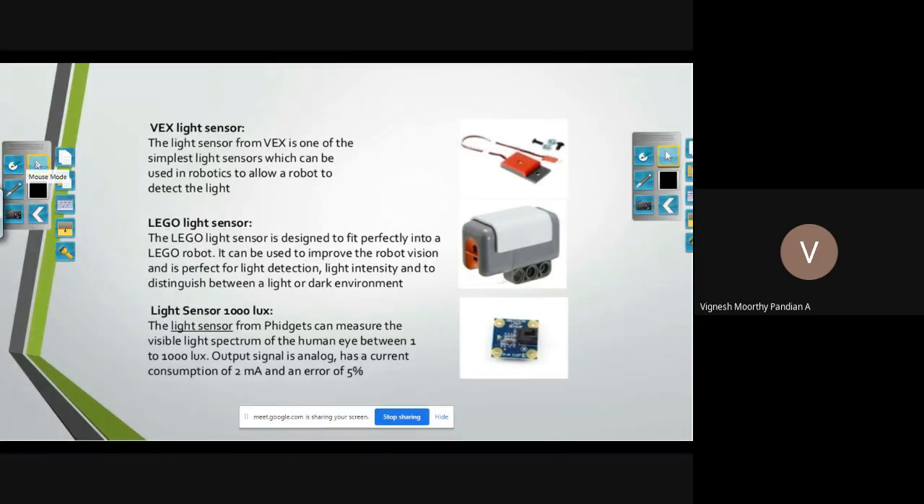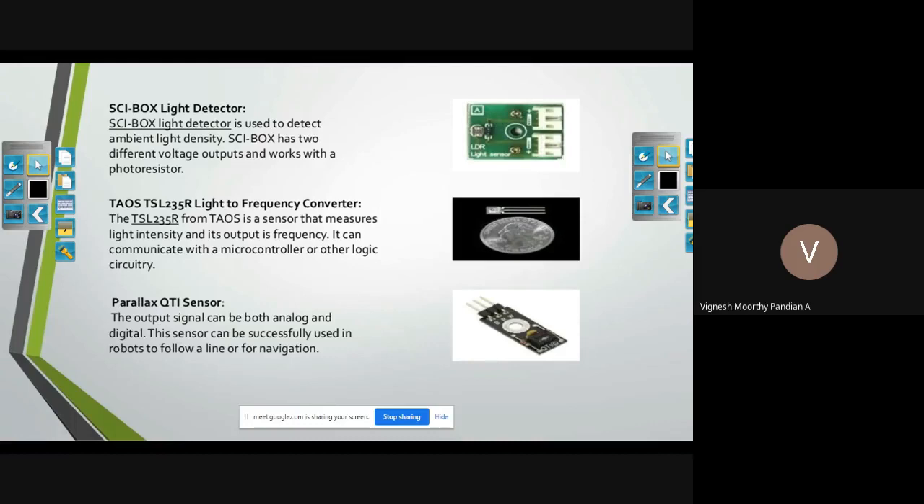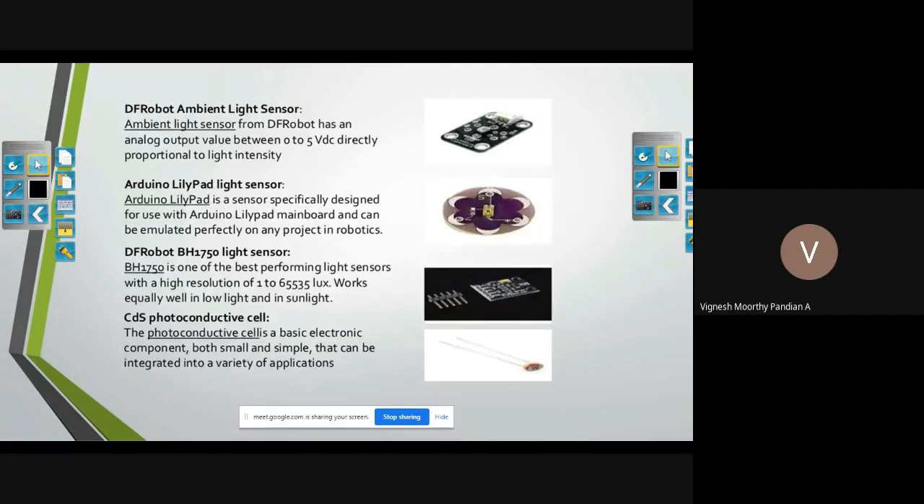Next one is the light sensor, 1000 units. Then SEI light. Next are the DF ambient light sensor, Arduino LilyPad light sensor, CDS photoconductive cells, DF robot, and BH1750 light sensor. So all these types are light sensors. The main use is to detect light.